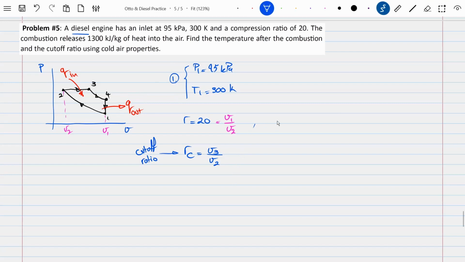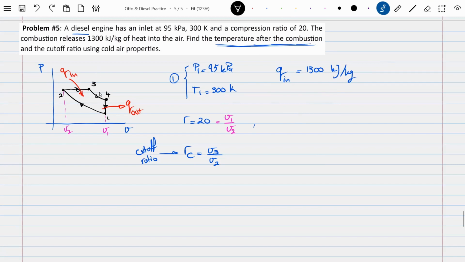Okay, back to the data. What else do we know? We also know that the Q of combustion is 1300 kilojoules per kilogram. Okay, so let's start with the first part of the question, the temperature after the combustion. To understand what we need to do, we can take a look at the PV diagram, see where the Q in is happening and where the temperature after the combustion is.